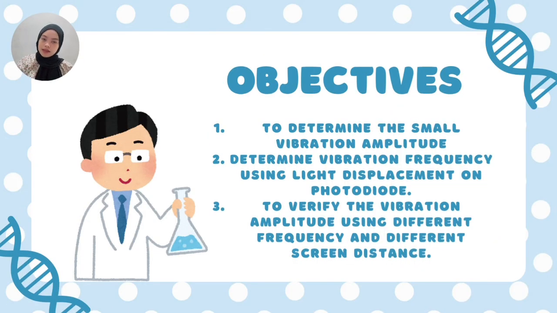The objective of this experiment is to determine the small vibration amplitude, determine vibration frequency using light displacement on the photodiode, and verify the vibration amplitude using different frequencies and different screen distances.